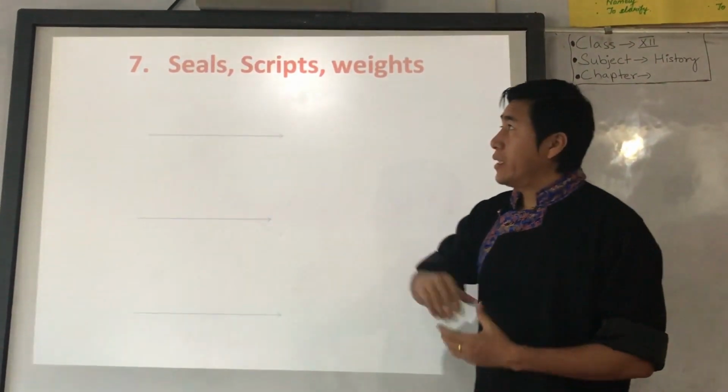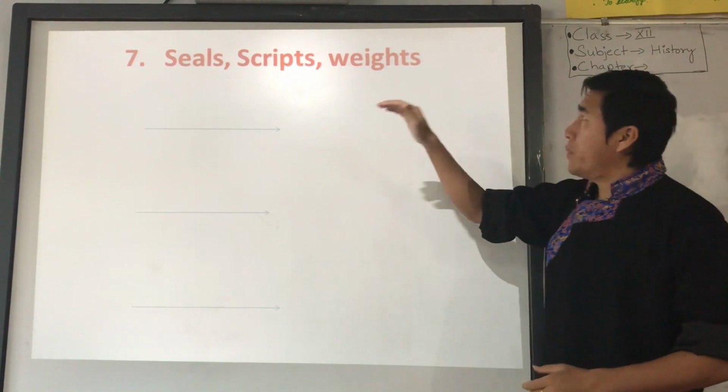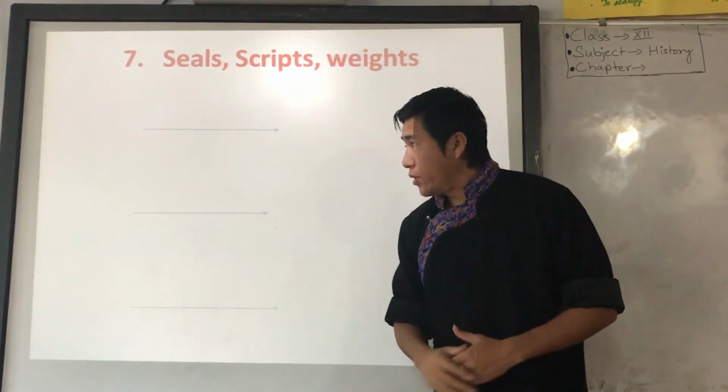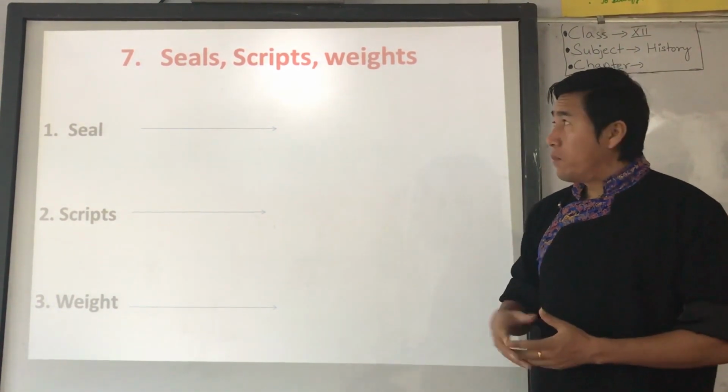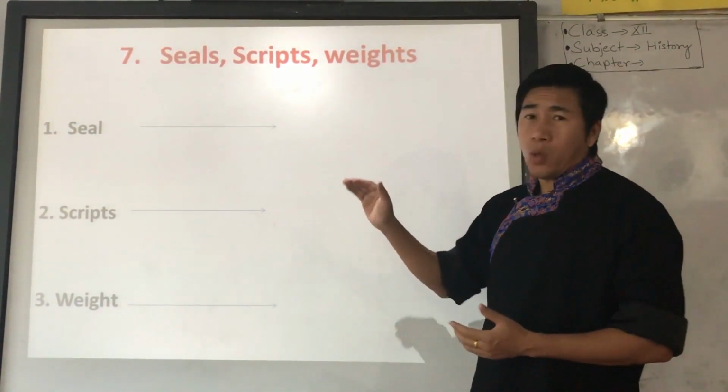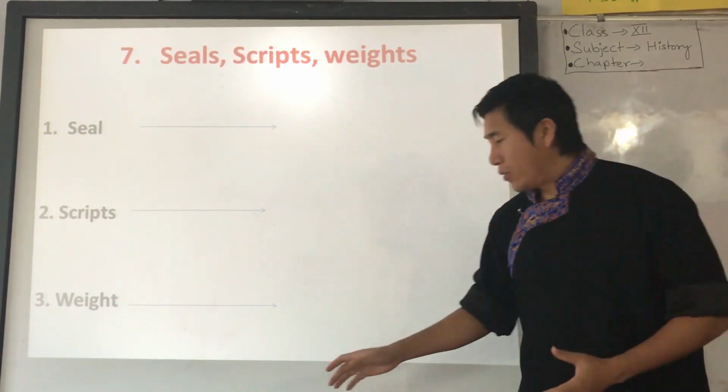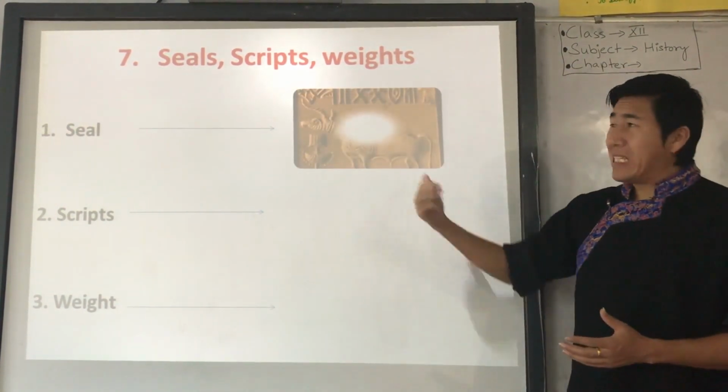About point number 7, that is seal, script and weight. So we have discussed a little bit about these topics before, but today we are going to discuss them one by one, a little bit more in detail. See, first, image of seal.